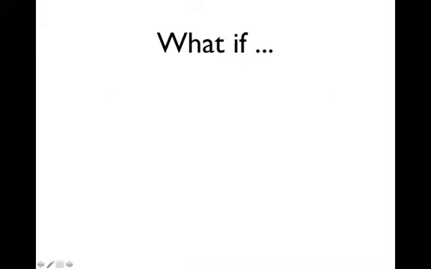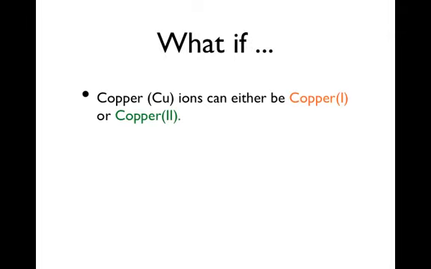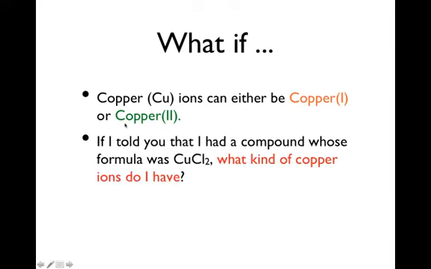So I'm going to ask a few more questions that are very similar to the ones that we've just gone over. So here, copper ions can either be copper 1 or copper 2. In other words, copper ions can either have a charge of +1 or a charge of +2. Then here's the question. If I told you that I had some material and the formula was CuCl2, and Cu is the symbol for copper, what kind of copper ions do I have? Do I have copper 1 ions or do I have copper 2 ions? And you can pause here and I'll discuss the answer in a second.